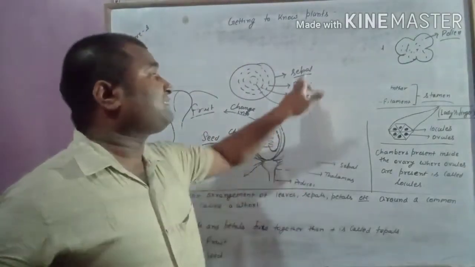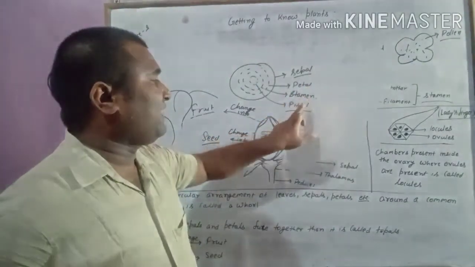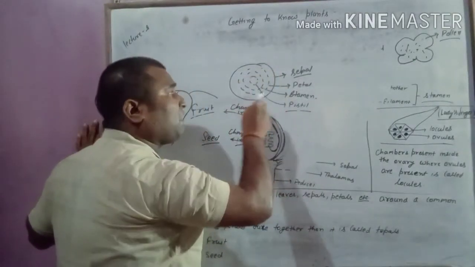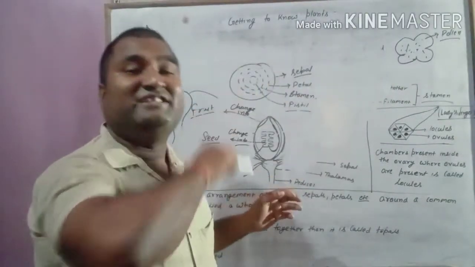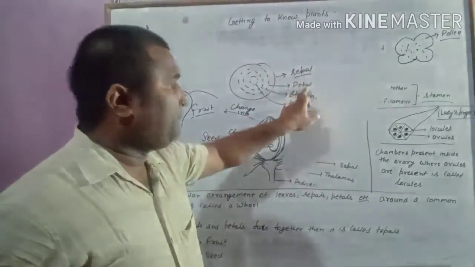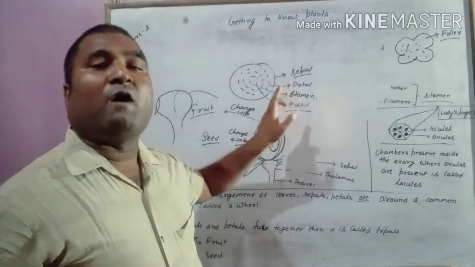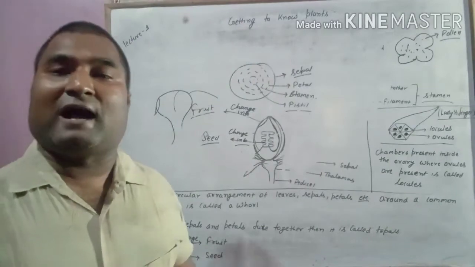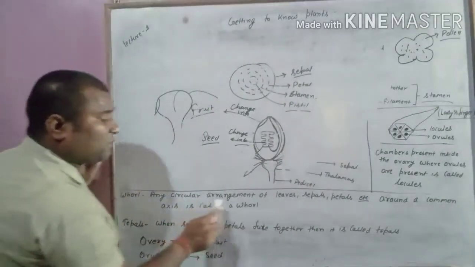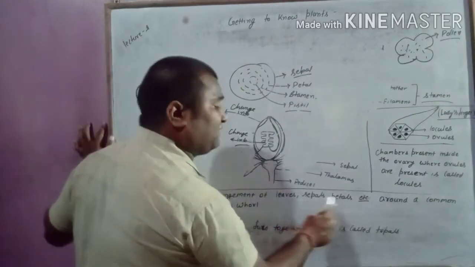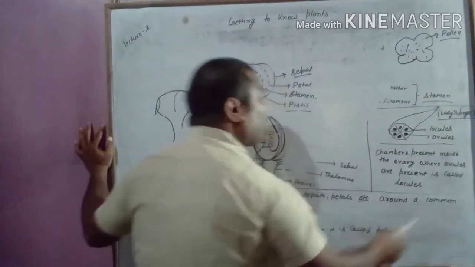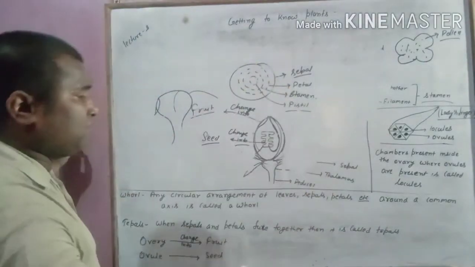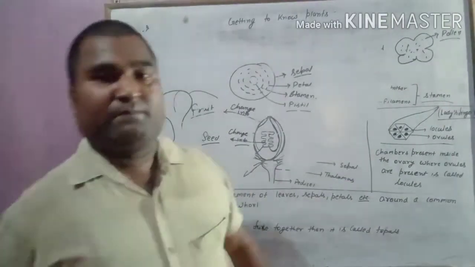So many pistils, many petals, many sepals. The circular arrangement of sepals, petals, stamens and pistils is called whorl. So any circular arrangement of leaves, sepals, petals, etc. around a common axis. Common axis means there is a center, and around it everything is arranged. So this is called whorl.